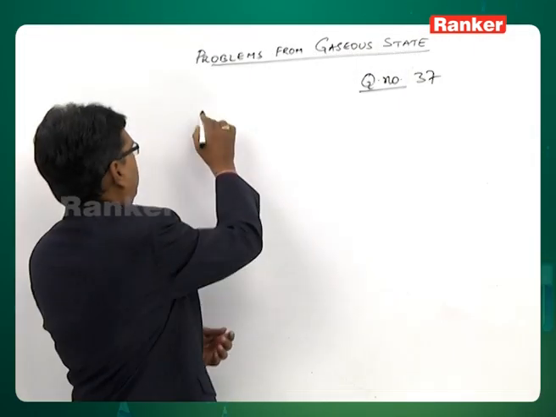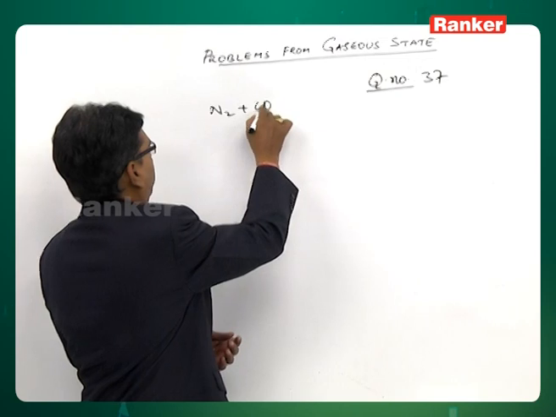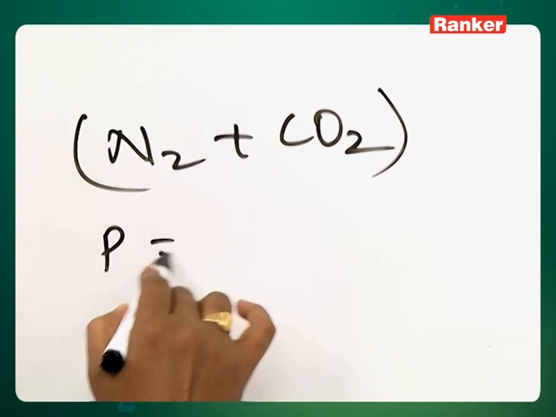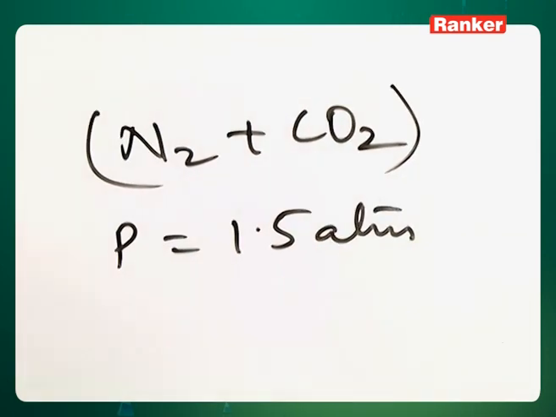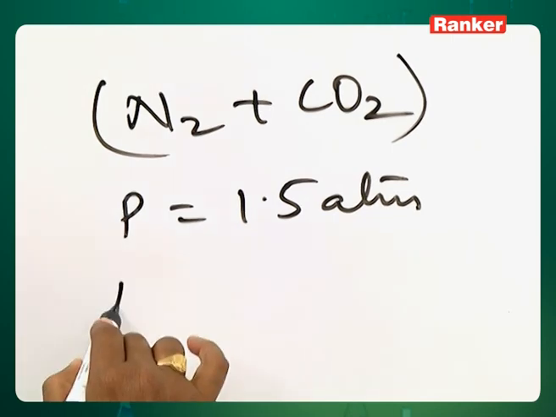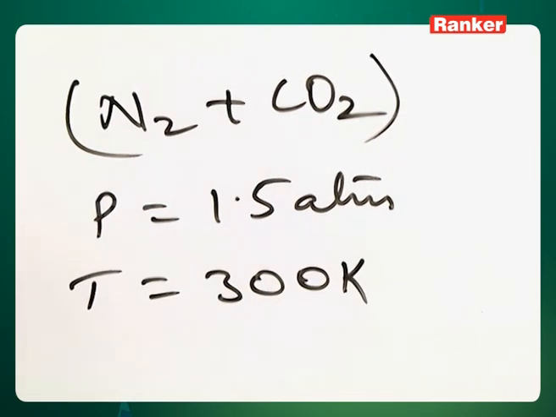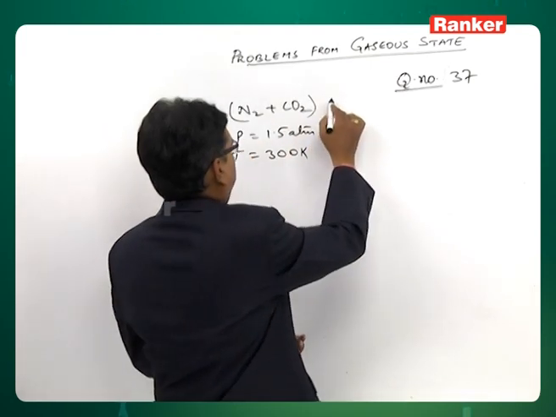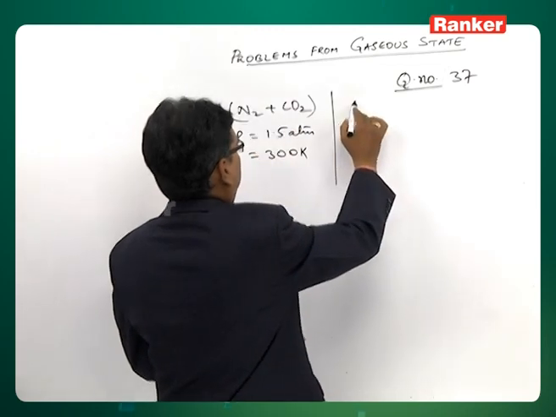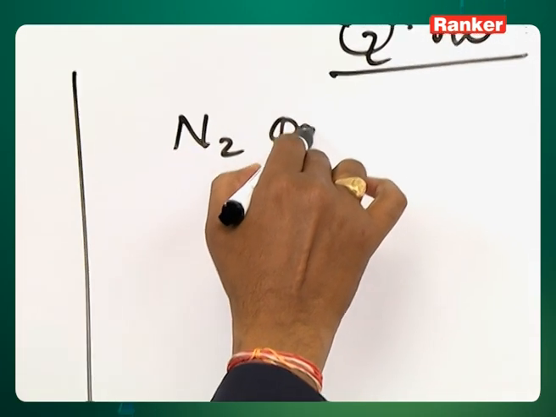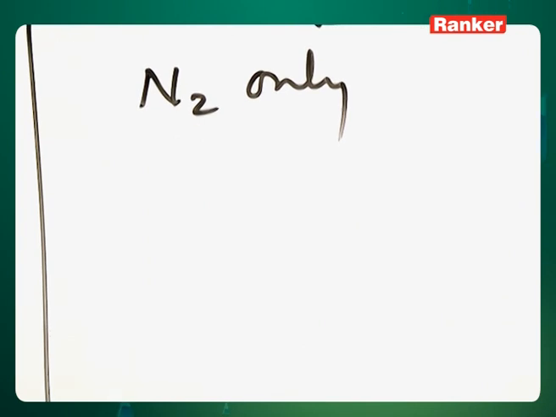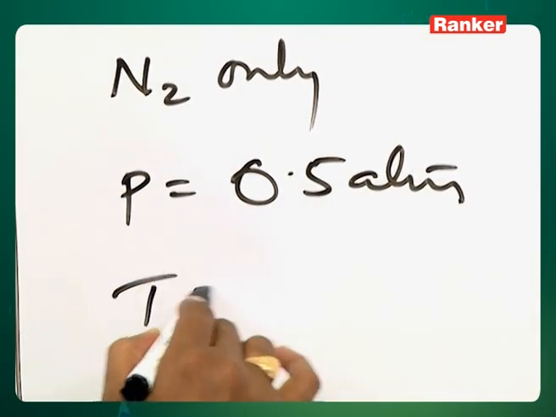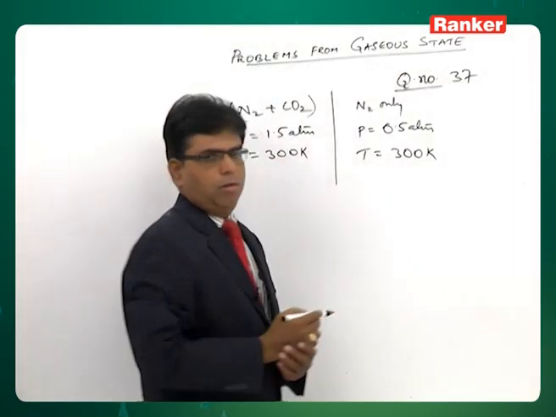So, the question is, initially you have a mixture of nitrogen and carbon dioxide, and the pressure is 1.5 atmosphere for this mixture at the temperature of 300 Kelvin. If carbon dioxide is removed, this is condition 1, and in condition 2 what you have is only nitrogen. When you take only nitrogen, the pressure has become 0.5 atmosphere. Temperature remains of course 300 Kelvin.